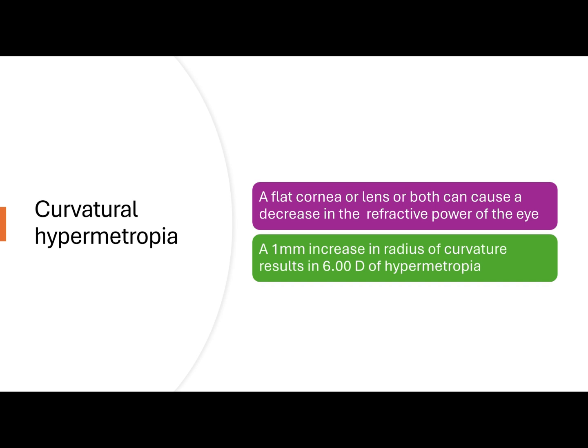Changes can also happen in the curvature of the cornea and lens. The cornea can be a little more flat instead of being curved, or the lens curvature can also be a little flat. So these reasons can again lead to the rays of light not being focused on the retina, and such a reason where this happens because of the change in the curvature of the cornea or lens is known as curvatural hypermetropia. 1 millimeter increase in radius of curvature of the cornea results in around 6 diopters of hypermetropia.